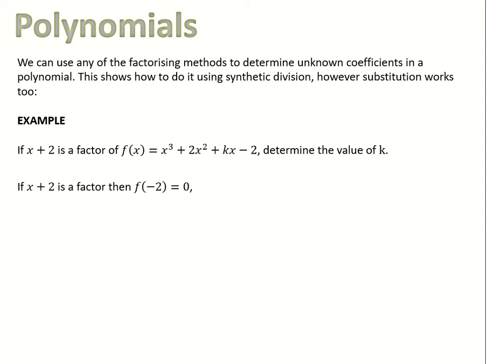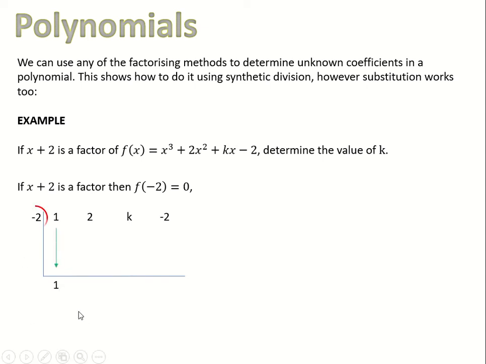So we know what we're trying to get here. We know at the end of this we should have a 0, but what's going to happen because of this k is that we're going to have a k involved. So let's just work it through nonetheless. Just be careful with your coefficients. You've got 1, 2, k, and minus 2. And we know x plus 2 is a factor, so we can use the minus 2.